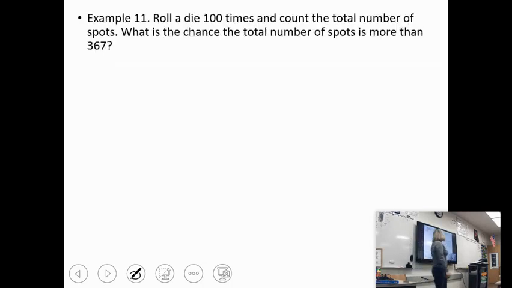Okay. So let's look at example 11. This is the one you guys have, right? We're going to roll a die 100 times, and we're just going to count the total number of spots shown on the die. What is the chance the total number of spots is more than 367? Okay, so your guess is 50%. All right, so let's draw a box model that shows this. I want you, with your partner, to draw a box model that shows this scenario. Go.